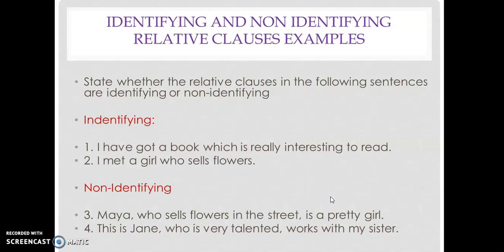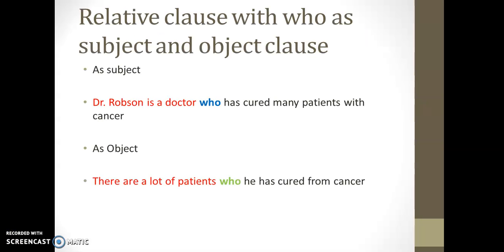And number 4 says, this is Jane, comma again, who is very talented, comma, works with my sister. The extra information is who is very talented. You may omit that. But in this case, if you want to introduce it, use commas and it becomes non-identifying. You can say, this is Jane, who works with my sister. It can be one. But if you want to add more, I say, this is Jane, who is very talented, works with my sister. I hope I am giving some nice and well-detailed examples, guys.